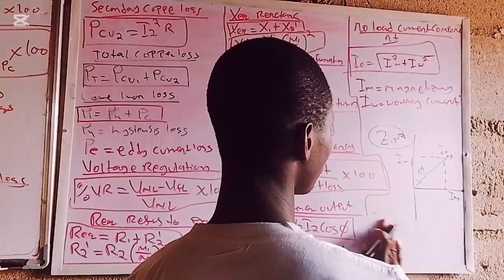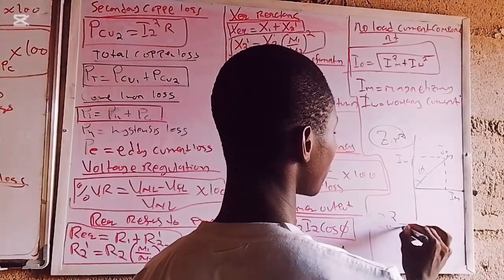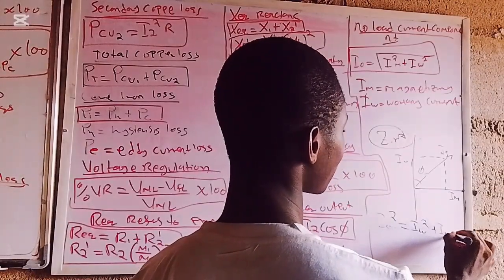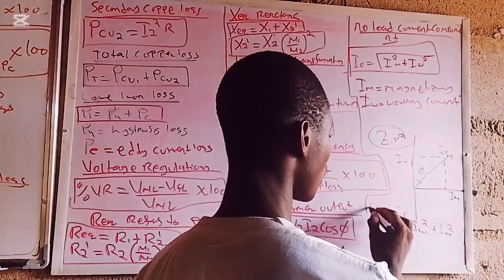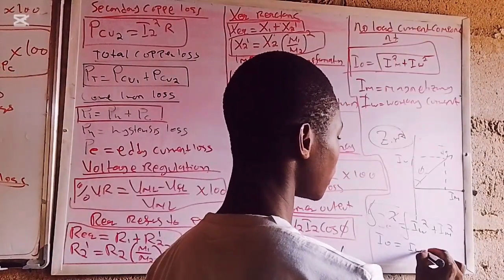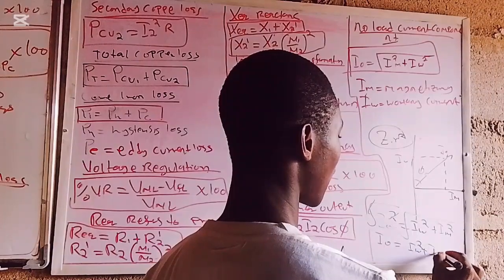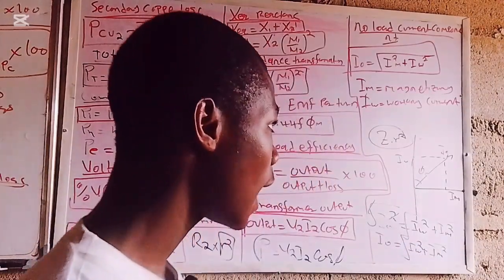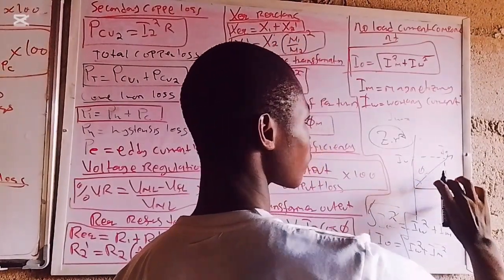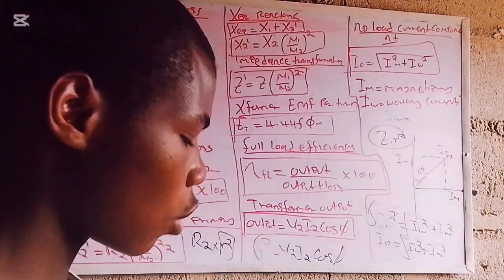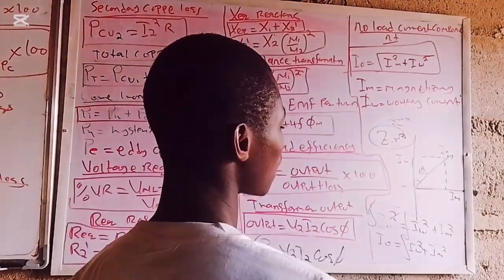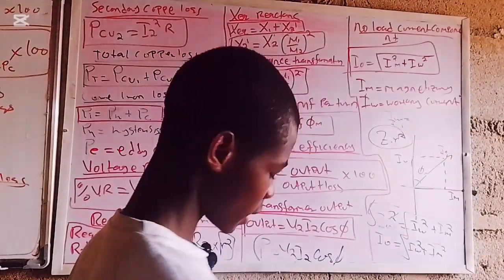So we say I naught is the same thing as this and this. By Pythagoras theorem, I naught squared equals I W squared plus I magnetizing squared. So I take the root of both sides, and at the end I naught will be equal to the square root of I W squared plus I magnetizing squared. Therefore you can find the I magnetizing using the horizontal, which is cos, and the vertical, which is sine. So therefore you can find the IW and IM, which is the magnetizing current.